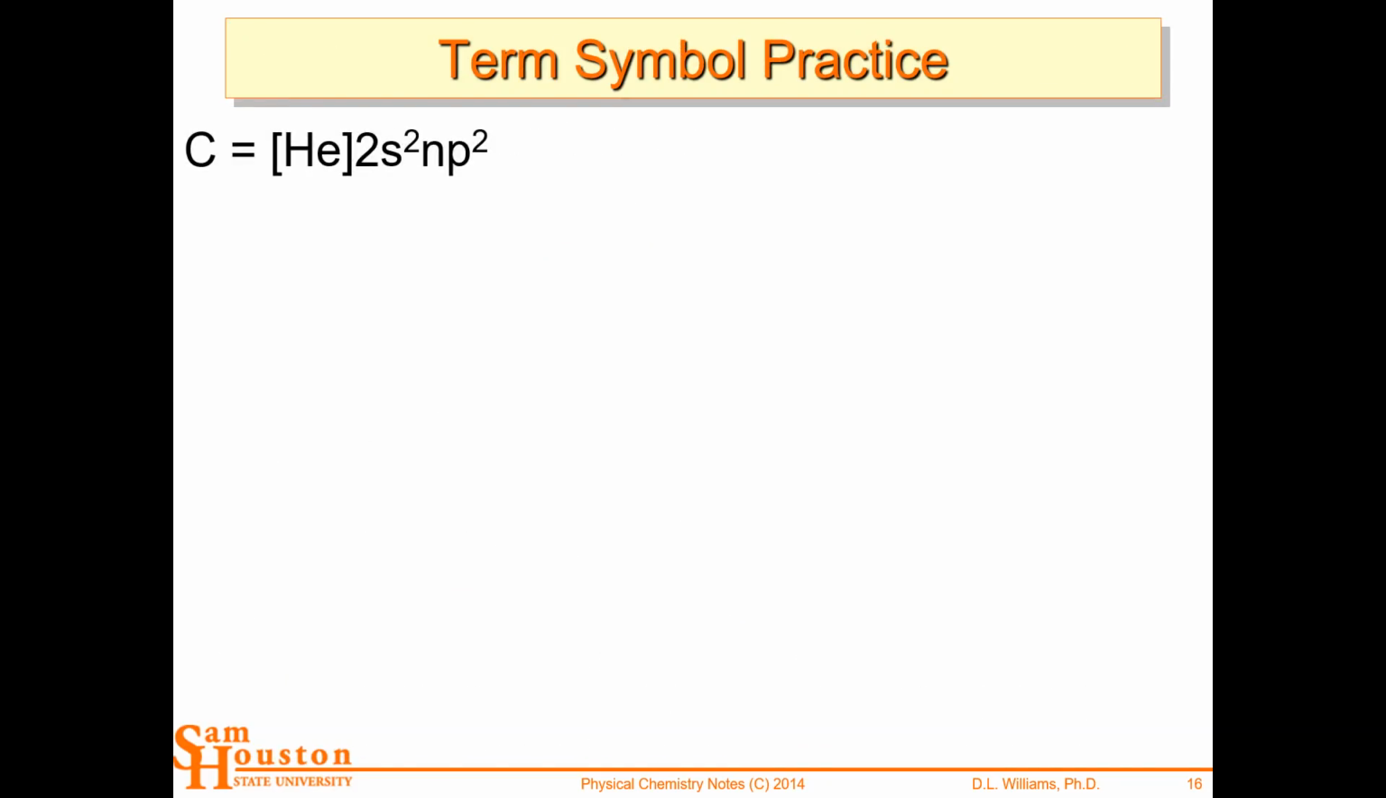So let's do some more practice. Let's do carbon, and that'll be fantastic because it's a P2 system. So the electron configuration for ground state carbon is helium core, 2s2, np2, that N would be 2, so 2p2 for carbon. We're just dealing with those last two electrons because those are the ones in an unfilled subshell.